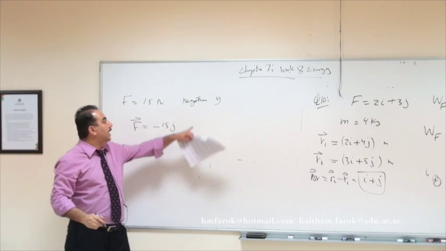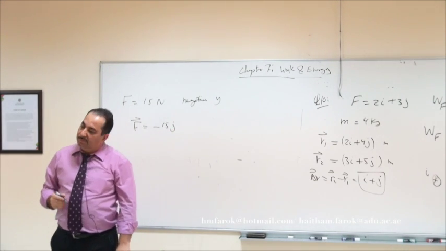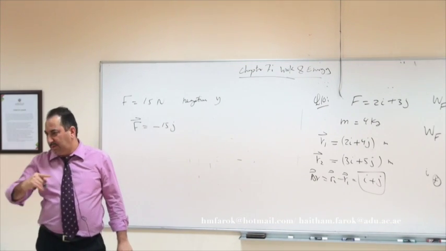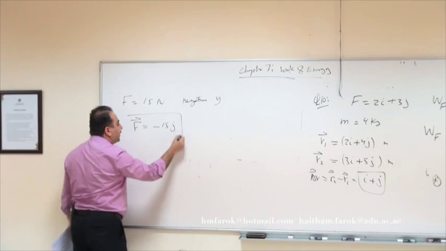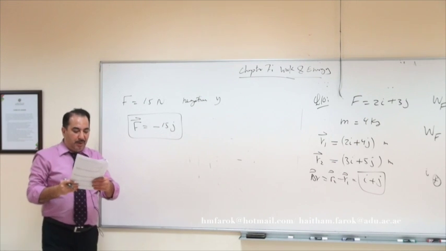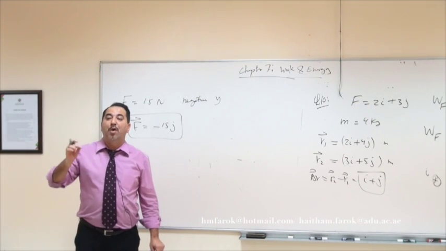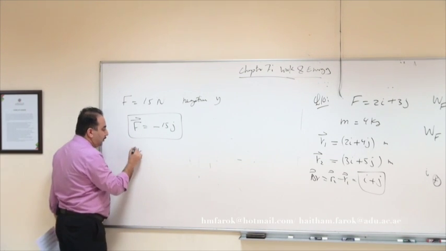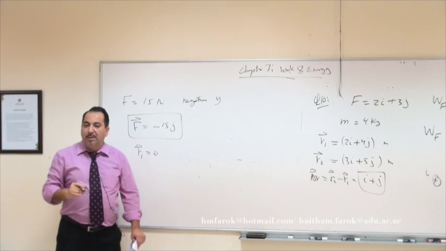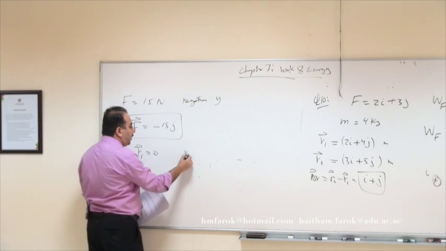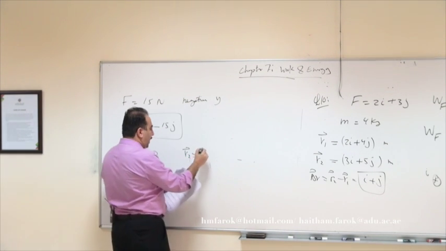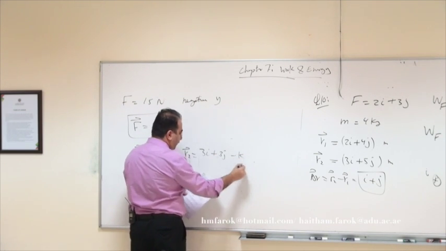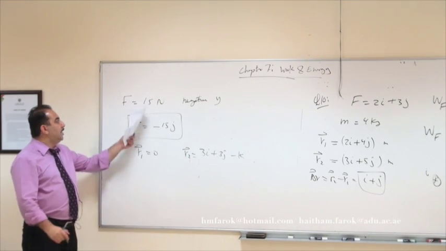Yeah? If it was negative x, positive y, 15J. Yeah? So you have to know. So the force vector is ready. Now, the question says it moves from origin. So what is the starting point? So R1 vector is 0. To a new point. What is the new point R2? 3I, 3J, minus K.